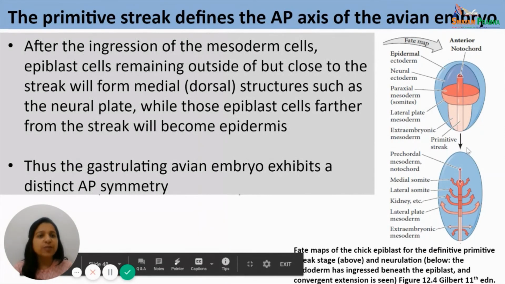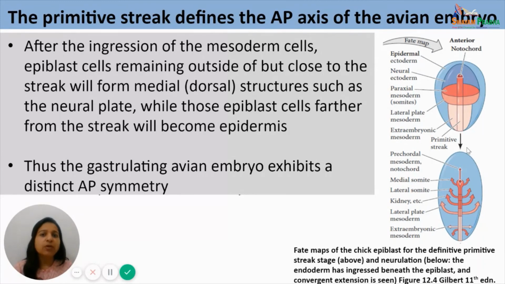Once the ingression of mesodermal cells is over, what remains outside of the epiblast are the ectodermal cells. So the cells which are close to the primitive streak will form the medial or the dorsal structures such as the neural plate, while those epiblast cells which are lying farther from the streak will become its epidermis. Thus, the gastrulating avian embryo exhibits a distinct anteroposterior symmetry by virtue of this primitive streak which is formed in the dorsal side of the embryo.